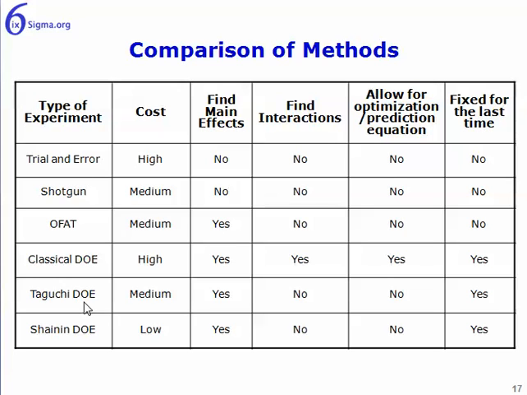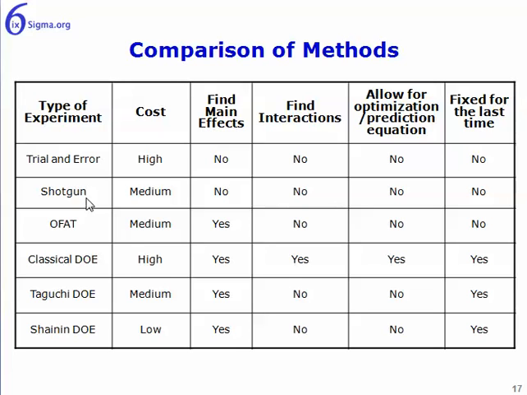So although I won't read all of these, you can kind of see that at one end of the spectrum is trial and error, very high cost. It's not likely to find main effects. Certainly wouldn't find interactions unless you're very, very lucky to have discovered either of those. It doesn't allow for optimization, and it probably won't fix the problem for the last time. So really, although you do find it commonly used, it doesn't have a lot of redeeming value in terms of an investigative tool or root cause analysis tool.